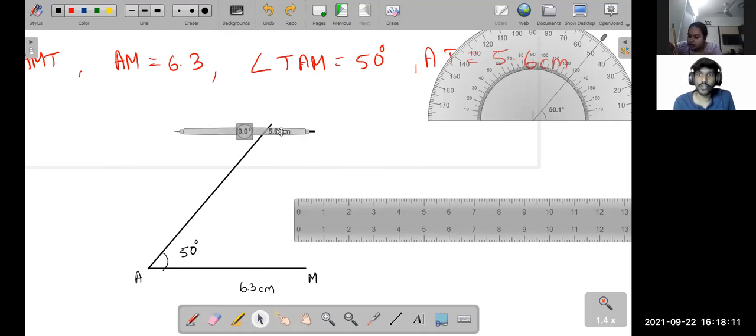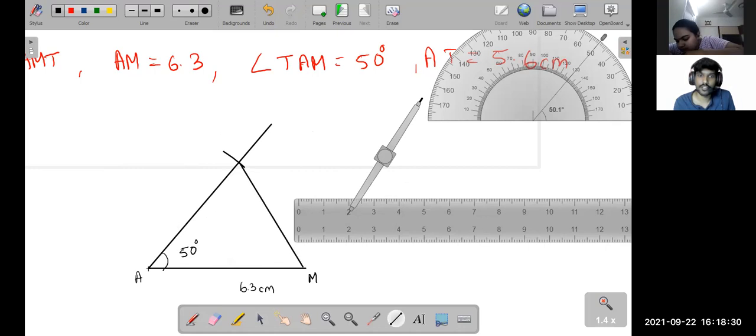Now put the pointer on point A and cut it. Draw an arc on the same ray, like this. Done. Now join this arc to M, like this. And name this as T, and you know AT is 5.6 centimeters.